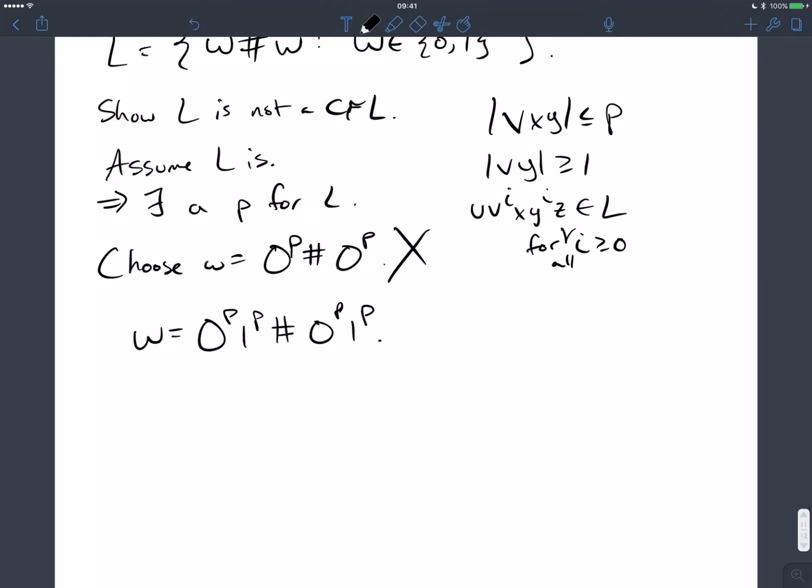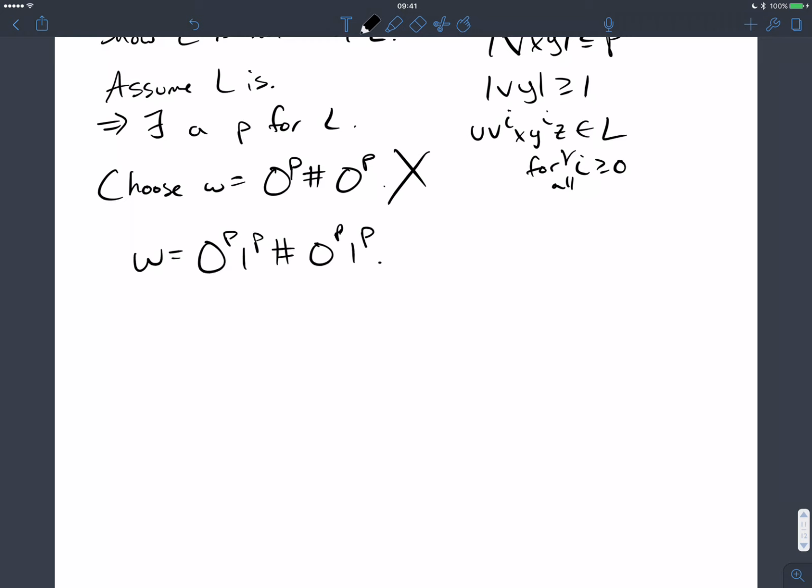Okay, well, what are some possible decompositions of this string according to those rules? Well, it could be all in the zeros, or all in the ones, or a mix of zeros and ones. Could it be some zeros and some zeros? No, because it has at most p characters. Okay? Well, let's make it a little easier on ourselves. What if all three parts, v, x, y, were all before the pound sign? Could I pump out of the language and get something that's not of the form w pound sign w? Yeah, how would I do it?